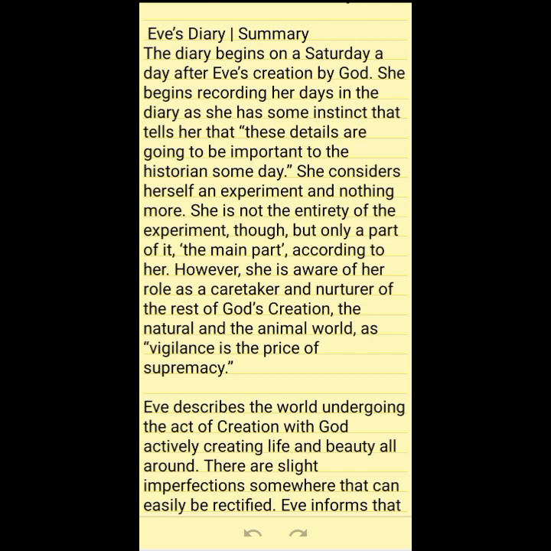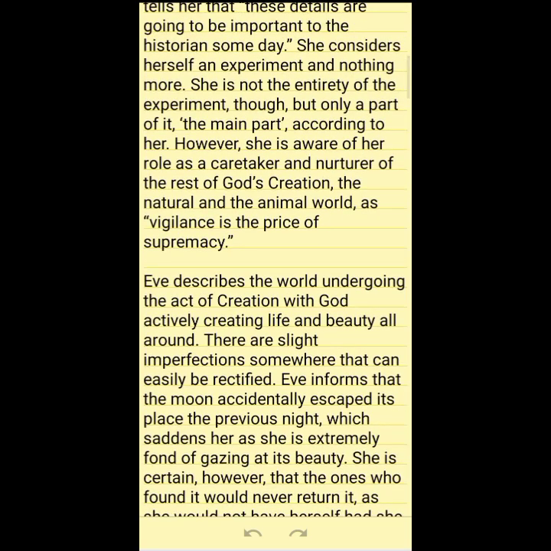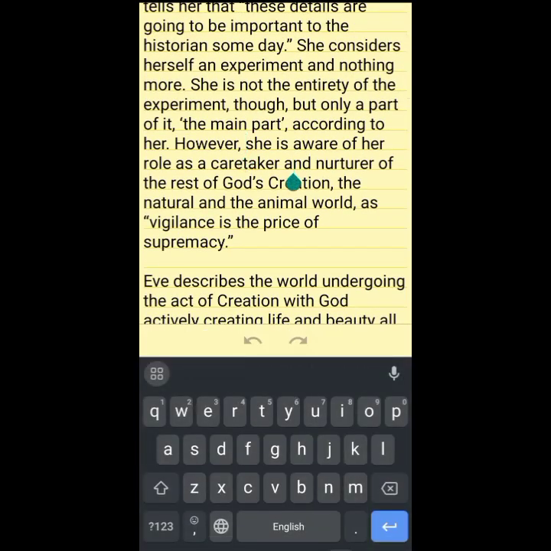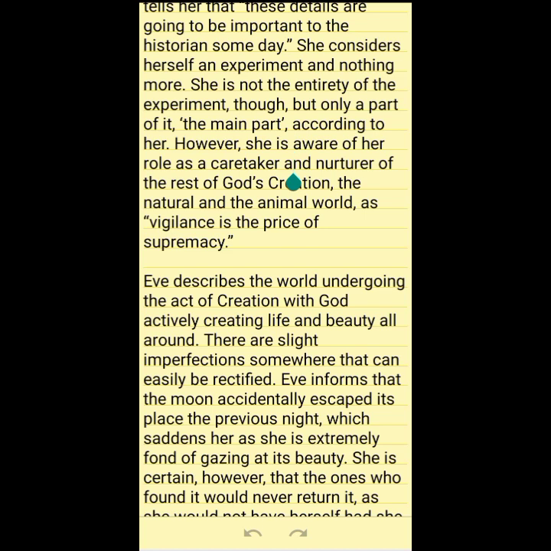Okay? She has an instinct and idea that she is going to be important for the historians, and her writing and her diary would be important one day. And she thinks that she is an experiment. She must be an important part of that experiment, but nothing more. After that, she considers that she is like a caretaker and nurturer of the rest of God's creation. She saw that around her there are many other creations like animals and plants, and she thinks she is the caretaker of all other things.